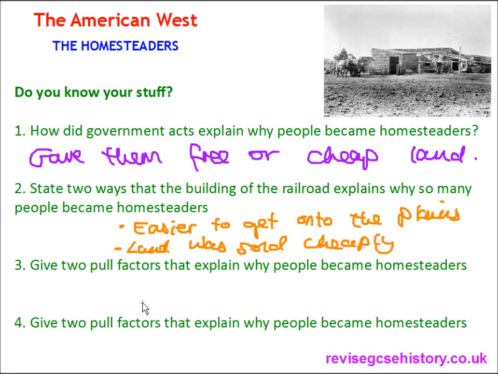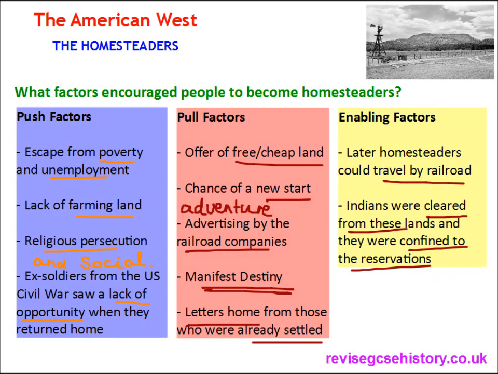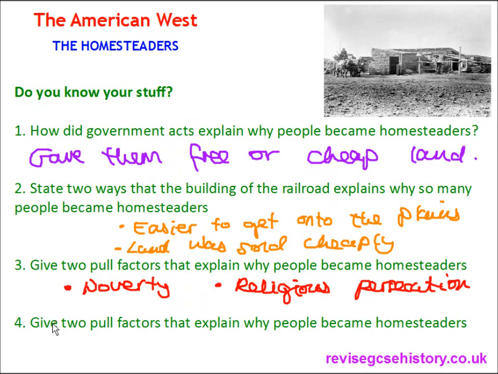Question 3, give 2 pull factors that explain why people became homesteaders. Two pull factors. Many want to escape from poverty and unemployment, so I'll just put poverty for this one. Another pull factor is religious persecution. There are just two that I can think of at the moment. Check back to this slide here to see if your answers that you jotted down were valid. I'm sure they were.